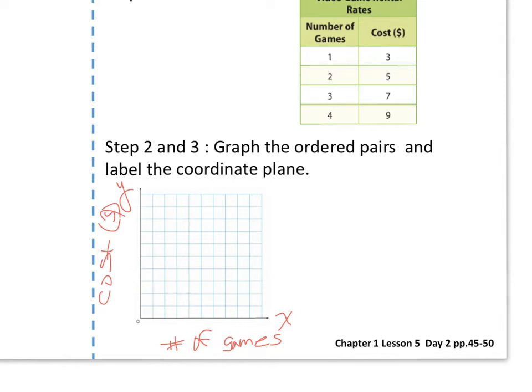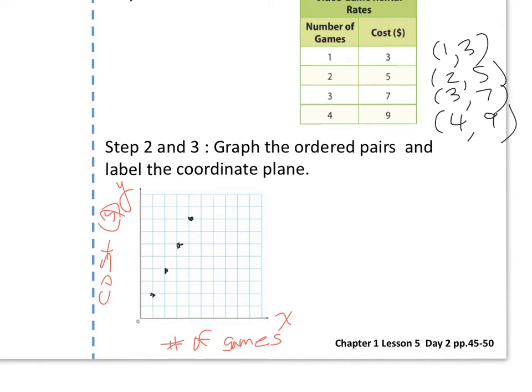The next part, we can graph our ordered pairs. So as we saw previously, our first ordered pair is (1, 3). So I'm going to go to the right one, and I go up 3, and I plot my point. Then I'm going to plot (2, 5), so I'm going to go to the right 2, and I go up 5, plot my point there. And then I have (3, 7), so I'm going to go to the right 3, and I go up 7, plot my point. And finally, (4, 9), I'm going to go to the right 4, and I'm going to go up 9 and plot my point.